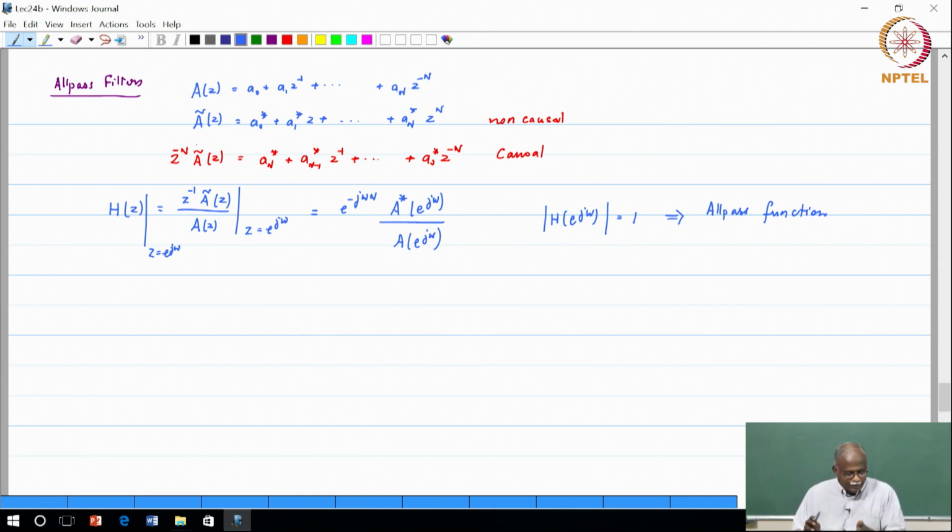The beauty of it is it also tells us the structure of the system. So, what do I mean by that? Where are the poles and zeros located? So, let us take a very simple first order example.